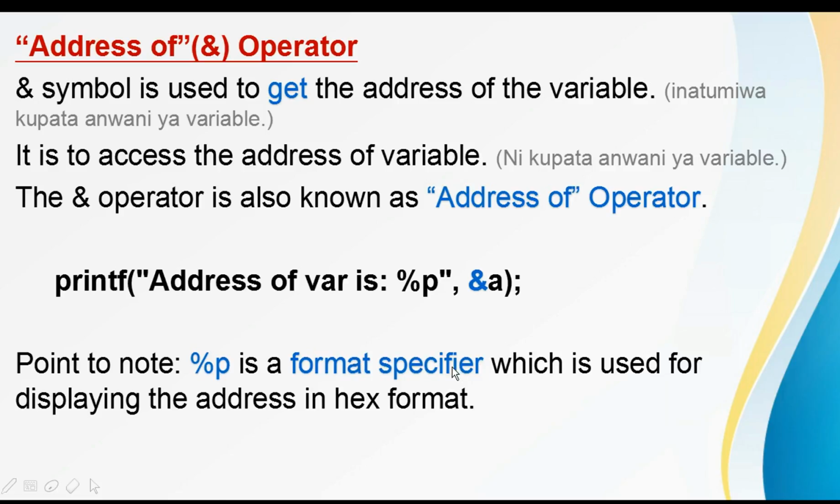Hii format specifier ina specify kwamba tunachukua nini? Address of the variable a. So %p ni ya pointers. Kwa hivyo inatumika ku represent pointers. So we are talking about this and sign, the and sign here. This and sign inaonyesha kwamba tunachukua ile address of the variable.